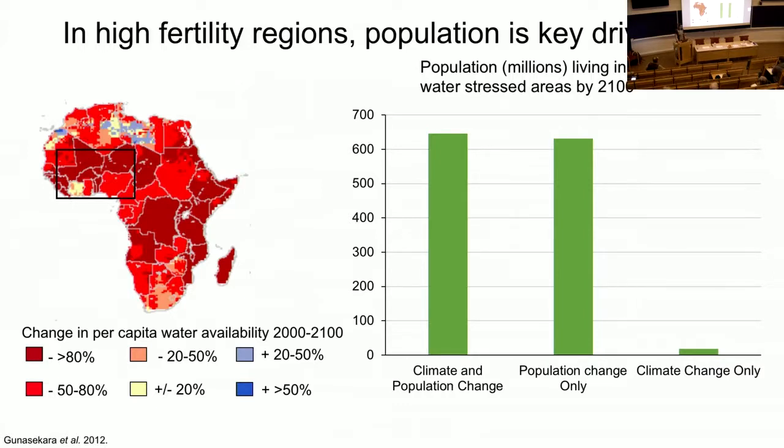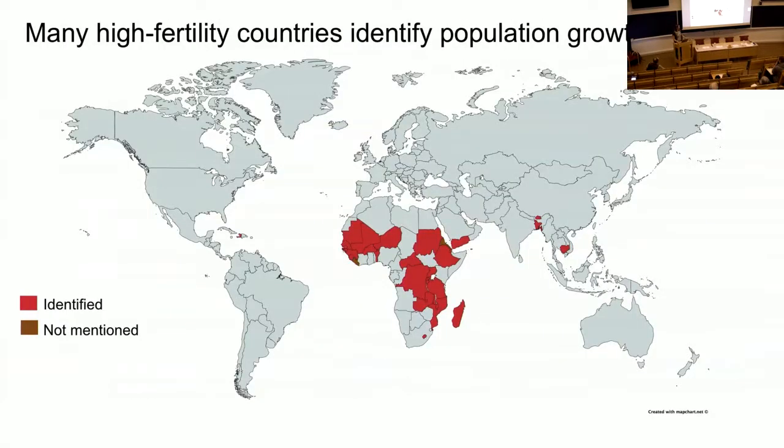And many high fertility countries have recognized the need to address population growth. Here we see least developed countries who have submitted a national adaptation plan of action to the UN. So there's 40 countries that have done that. 37 of those have identified population growth as an issue related to climate change in their national plans.